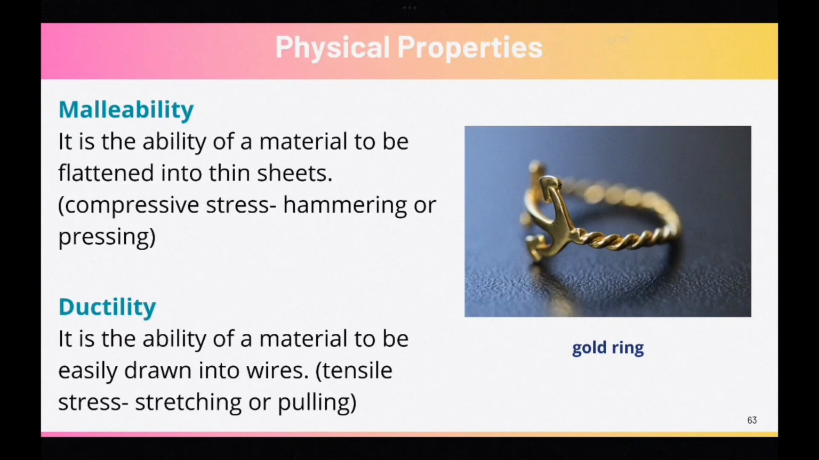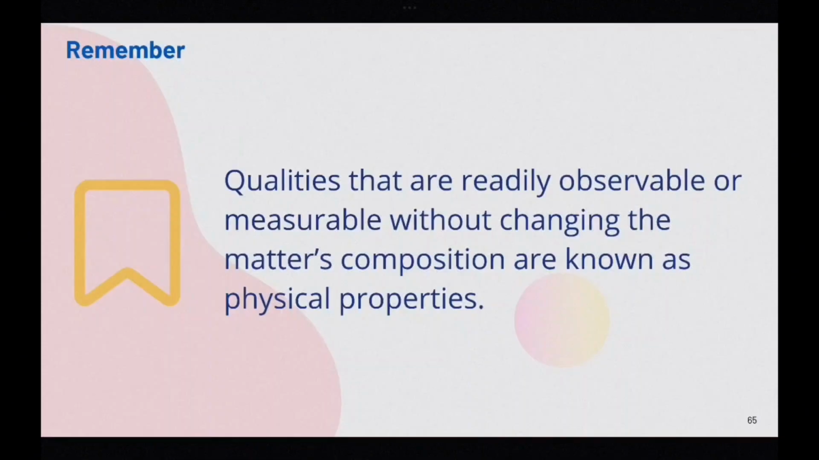So it undergoes ductility. So it has to be pulled or stretched. Now, please take note that qualities that are readily observable or measurable without changing the matter's composition are known as physical properties. Another note to add: always remember that physical properties should always be observable. It can be seen that there are changes.